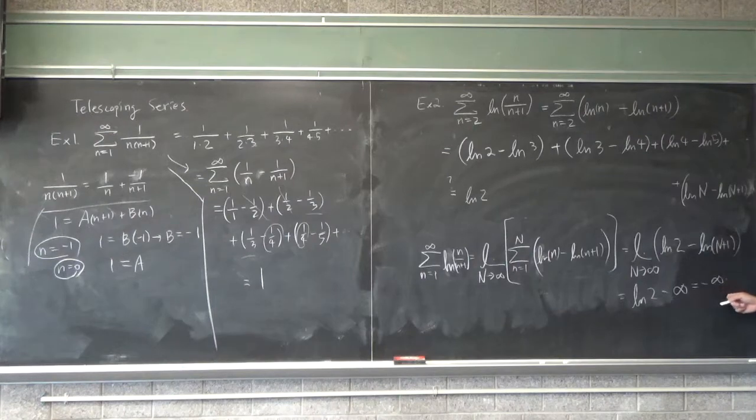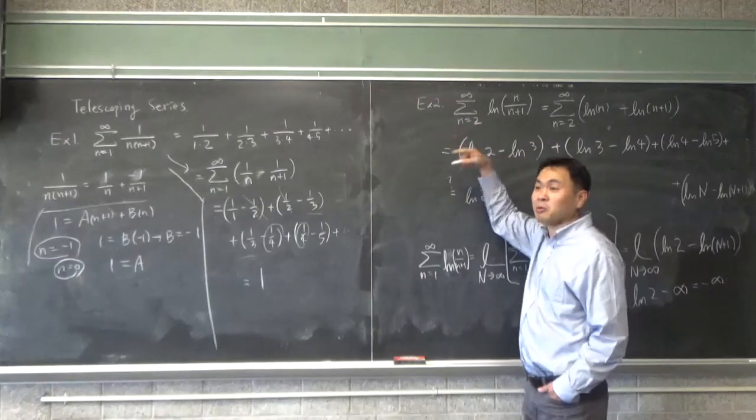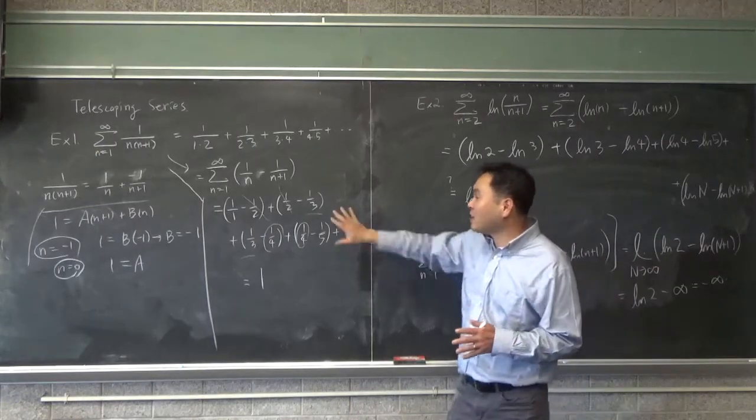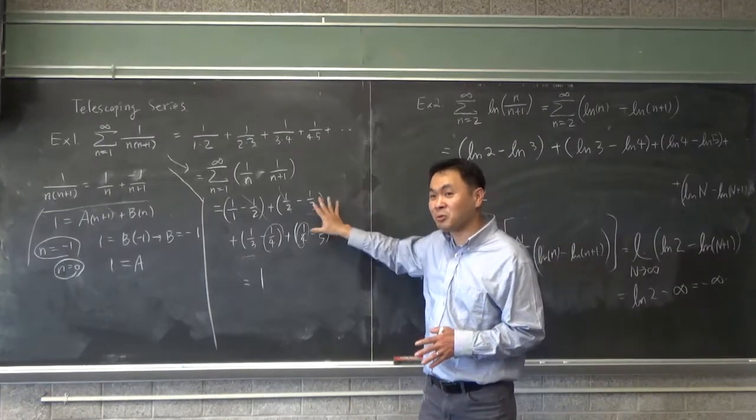And of course, this makes sense because you're adding negative numbers. So if it adds to negative infinity, that makes sense. Which means that I kind of cheated here. This was an incorrect solution.